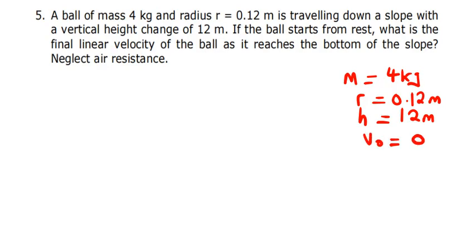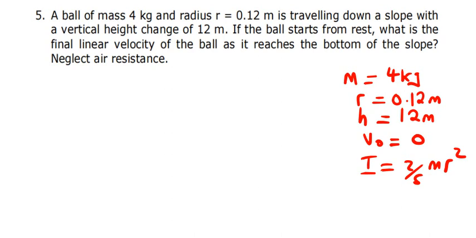Now it is rolling without slipping. So what are we going to have now? Since this is a ball, we're going to assume that it is a solid sphere. So we can also put the moment of inertia, and we said the moment of inertia is 2/5 of m r squared. Basically this is what we have.